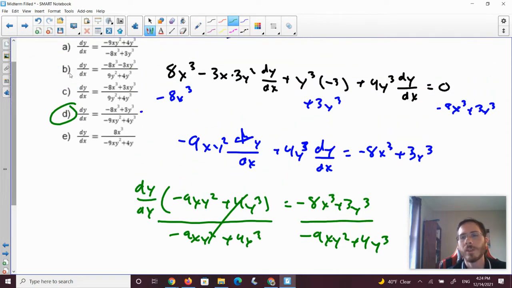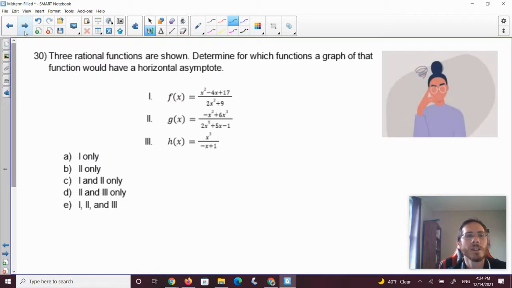So pretty cool. So this one doesn't have any substitutions. You don't have to plug anything in. Just some implicits. All right, number 30, also a little bit tricky. Irrational functions are shown. Determine for which functions a graph of that function would have a horizontal asymptote.